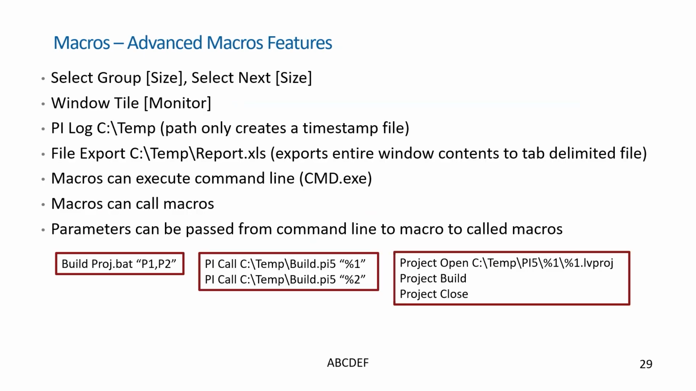There are several advanced macro features that I have to mention. Select Group can specify a size, overriding the default value. Window Tile can specify a monitor, allowing you to tile VIs across multiple monitors. Macros can be logged to a file and auto-generate the file name. The entire results window can be exported to a spreadsheet file, and a macro can log individual properties.